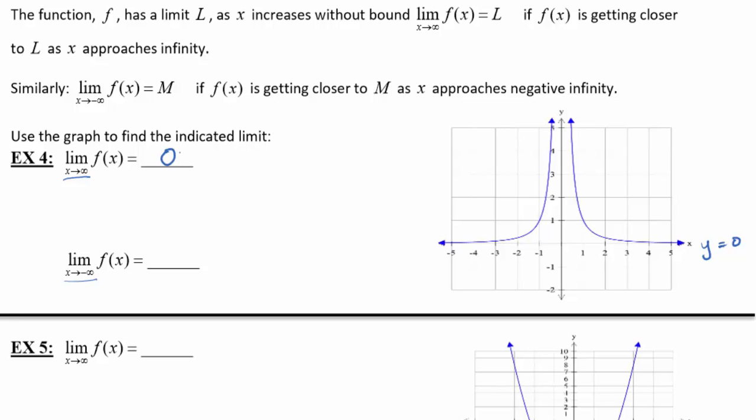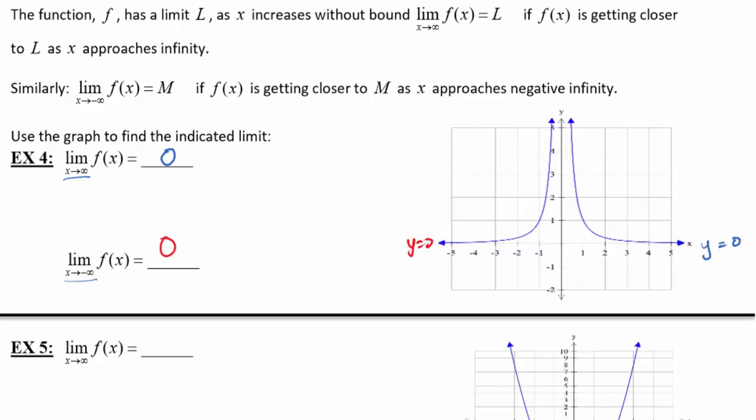Well, what about the limit as x approaches negative infinity of f of x? Again, that means I'm going off towards the left side of my x-axis. So if we look here, this graph seems to be getting closer and closer to the x-axis, which is y equals 0. So the limit as x approaches negative infinity of this function is also 0.